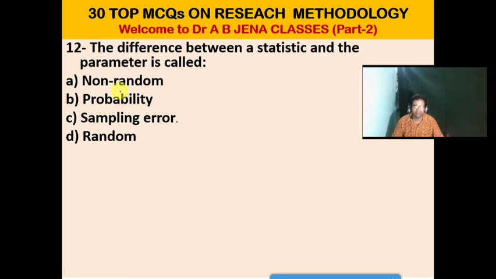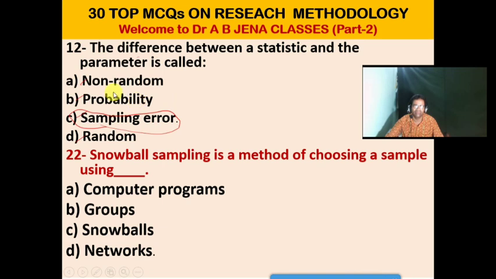So next one MCQ, the difference between a statistic and a parameter is called what? A, it's non-random, B, it's probability, C, it's sampling error, D, it's that is the sampling error. So friends, C is the right option for this MCQ. The difference between a statistic and the parameter is called the sampling error. So let's say that is the typing error, it's 21 not 12.